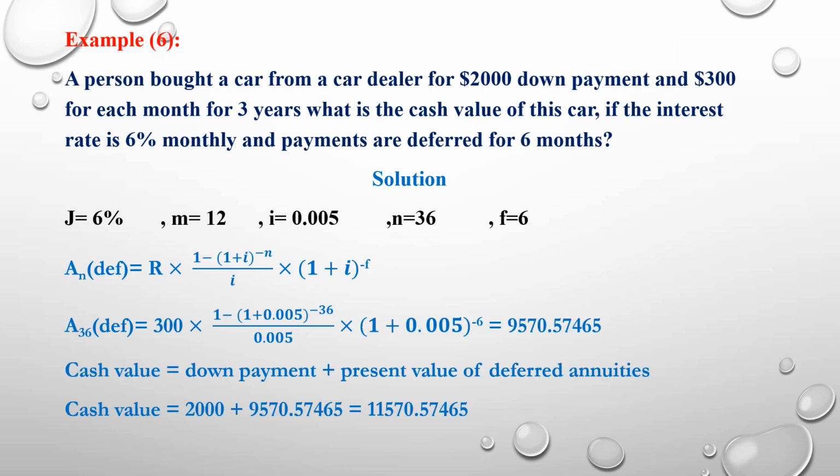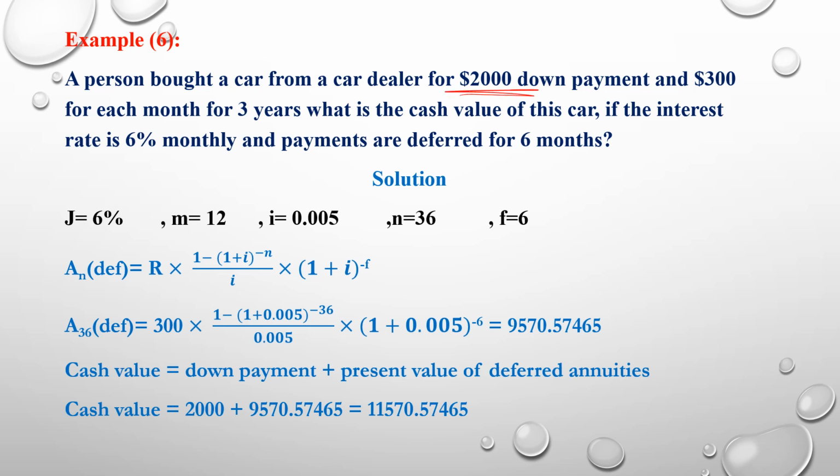Example 6. A person bought a car from a car dealer for a $2,000 down payment and $300 for each month for 3 years. What is the cash value of this car if the interest rate is 6% monthly and payments are deferred for 6 months? So in this example, the person bought the car for 2 payments.